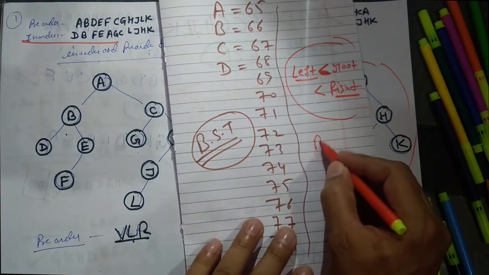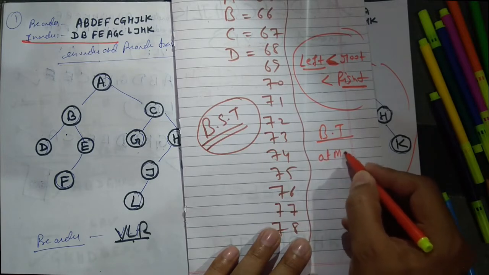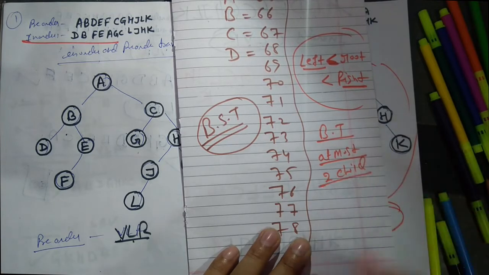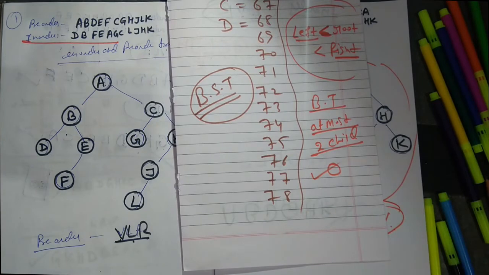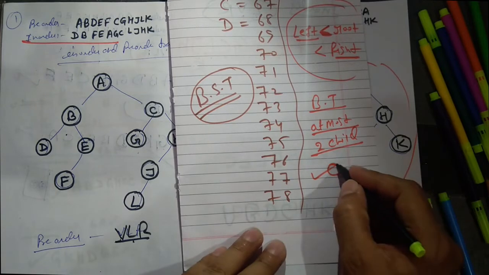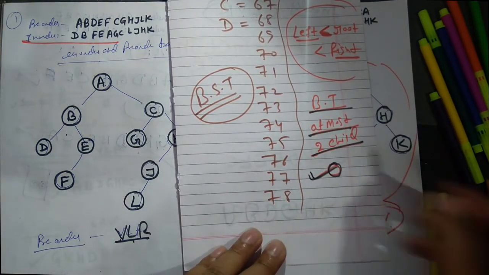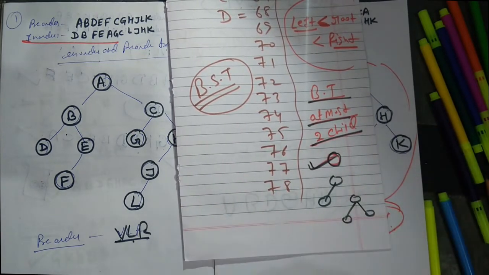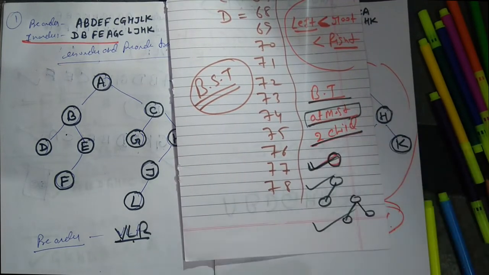What is a binary tree? I explained many times. A binary tree has at most 2 children. At most means if you have only a single node, this is also a tree. Listen, a single node is also a tree. So according to this rule, because at most 2 children, this is also a binary tree.